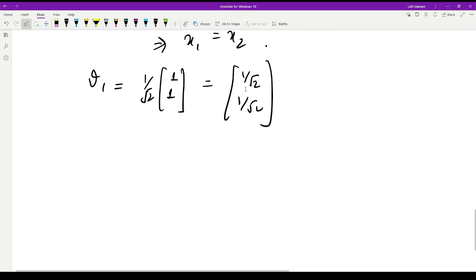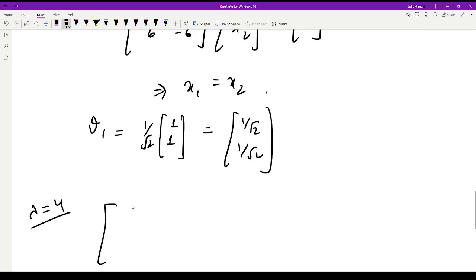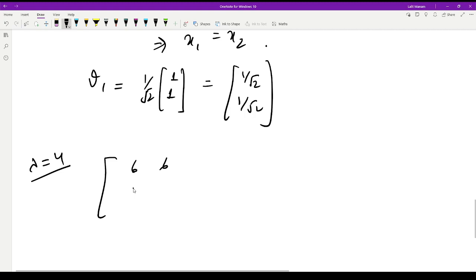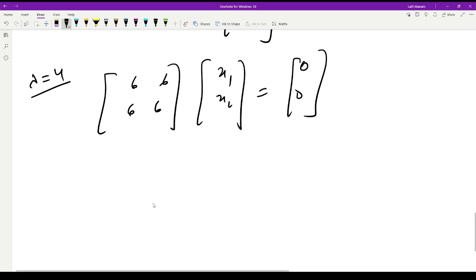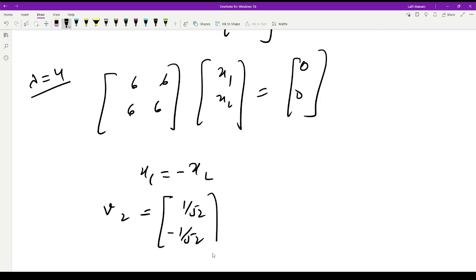Okay, so for the next lambda, how does it look? It's like 10 minus 4, right? Okay, yeah, 6 6 6 6, which gives us x1 is minus x2. So our corresponding eigenvector will look something like this.